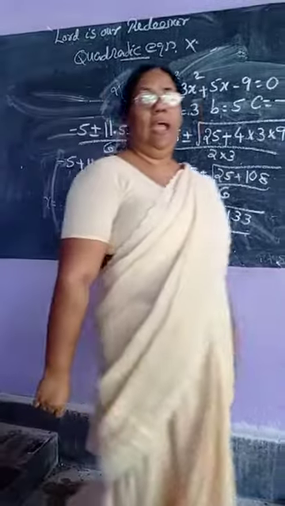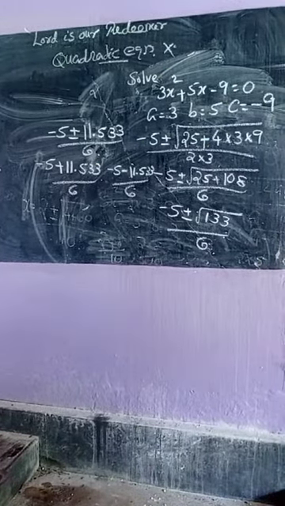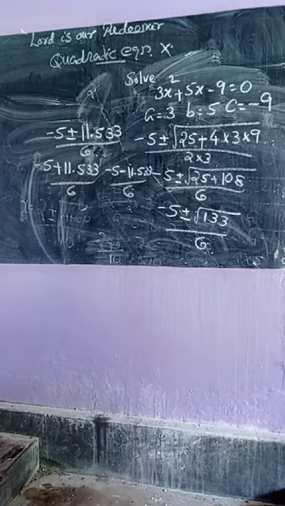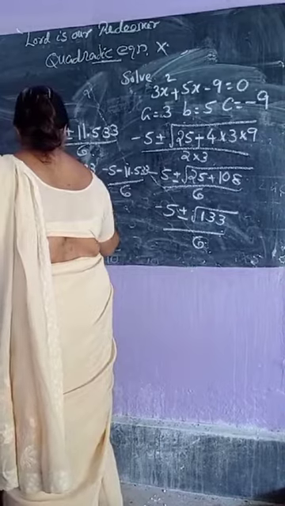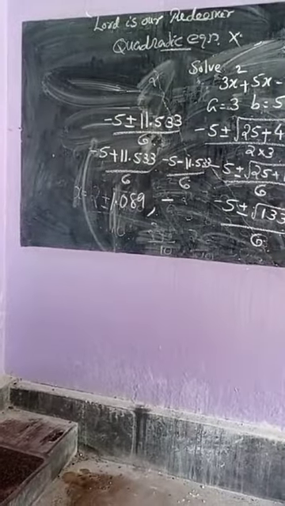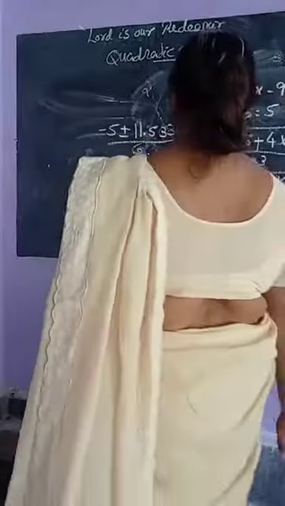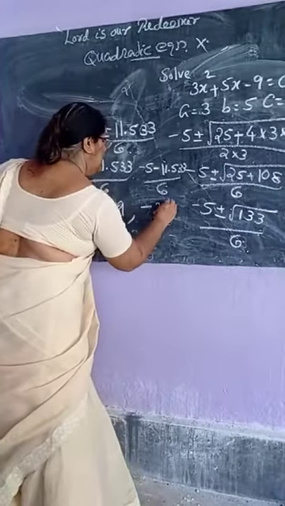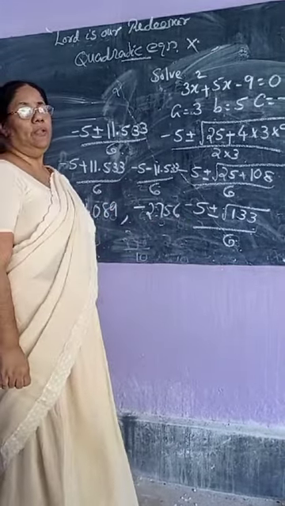After adding and division, you will get the answer 1.089, comma, minus 2.756. Do this calculation by yourself.